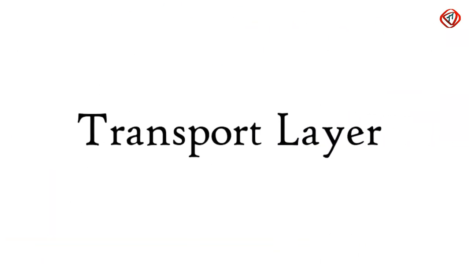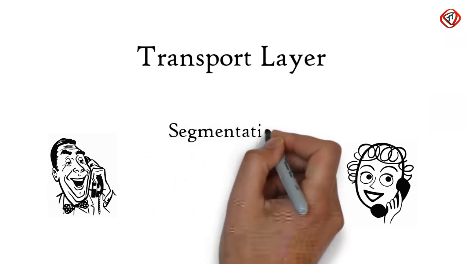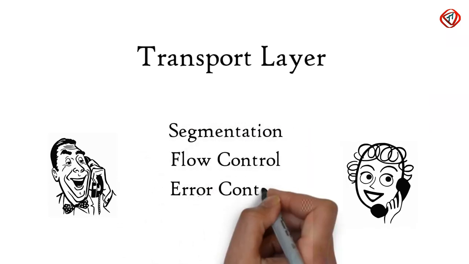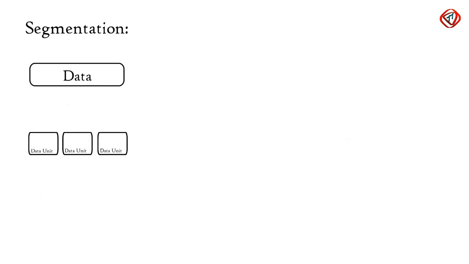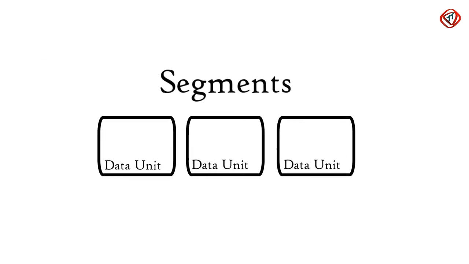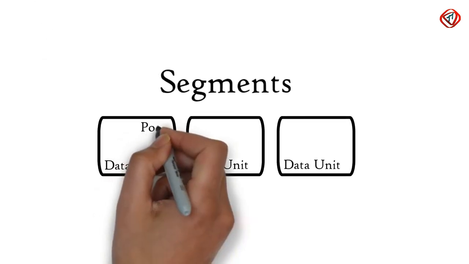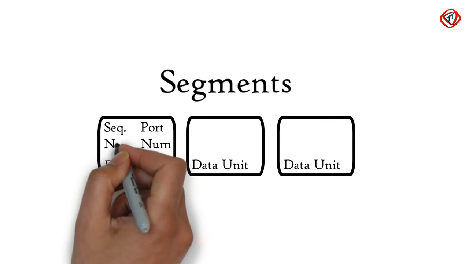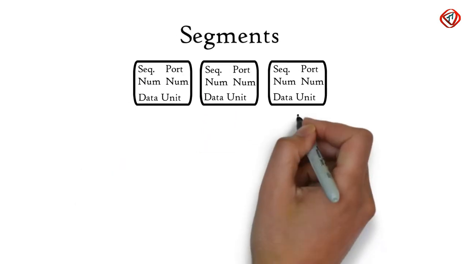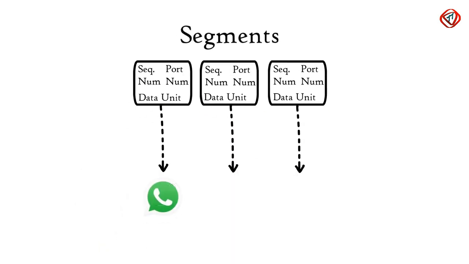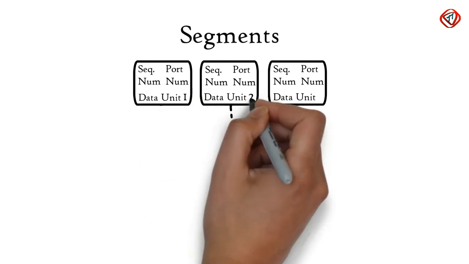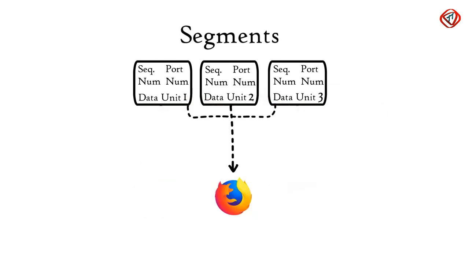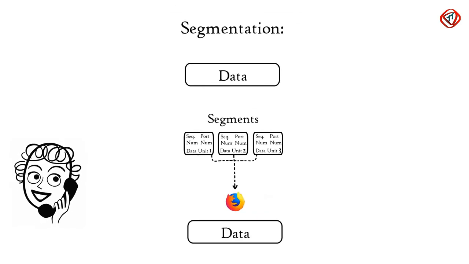Transport layer controls the reliability of communication through segmentation, flow control and error control. In segmentation, data received from session layer is divided into small data units called segments. Each segment contains a source and destination port number and a sequence number. Port number helps to direct each segment to the correct application, and sequence number helps to reassemble segments in the correct order to form the correct message at the receiver.